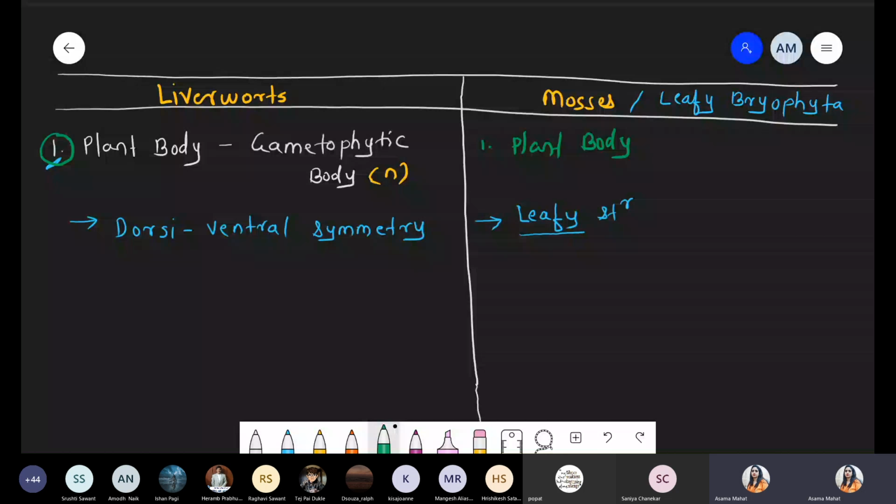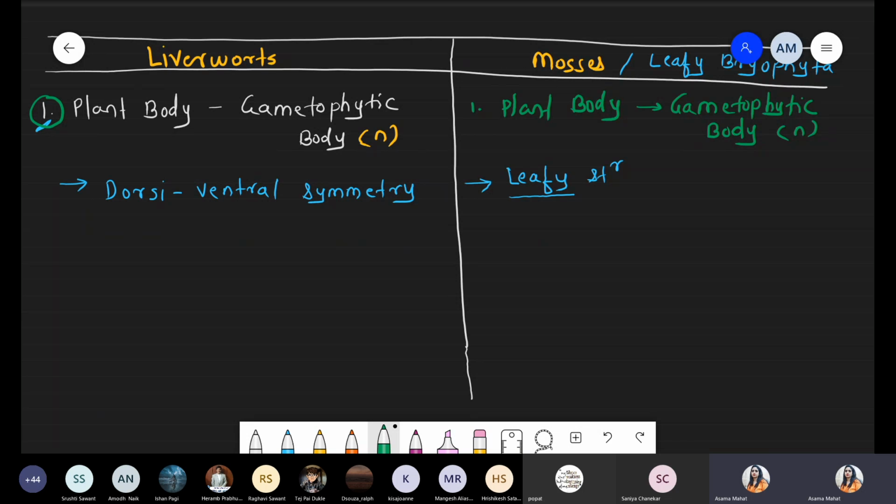For example, we wrote cell wall: in case of bacteria, peptidoglycan; in case of fungi, chitin; in case of plants, cellulose; and in case of animals, absent. According to that, we write one common characteristic and distinguish into two groups on that basis. Okay, let me write it here once. Gametophytic body, same point, nothing else, that is haploid body. So we are talking about the structure of the dorsiventral.